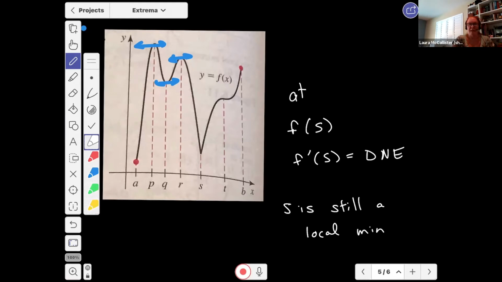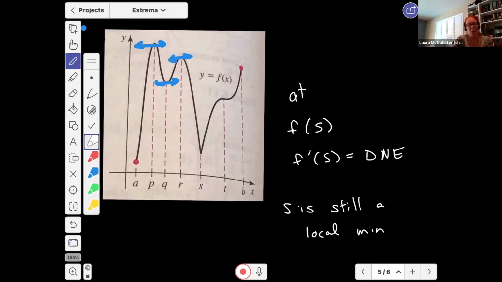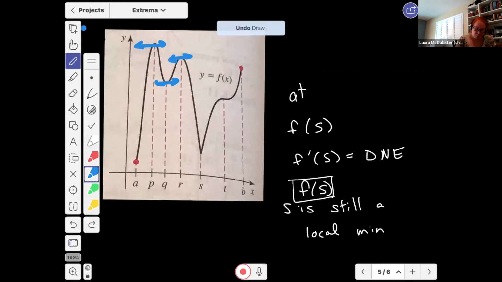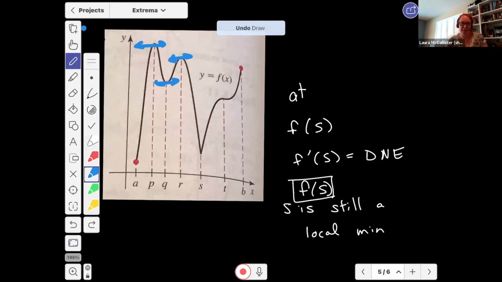Professor, I have a question, and this may be redundant. How is it still a local minimum if f prime of s does not exist? Because local minimums and local maxes don't refer to where the derivative is. We are just talking about the function itself, right? F of s exists. That point itself exists on my graph. Now, if it was a hole there, then it would not exist. Okay, that makes sense. Thank you. Yep. It's just that the derivative doesn't exist at that point.